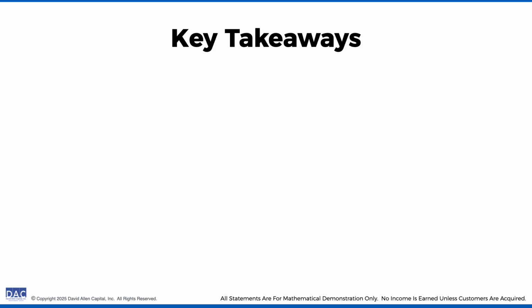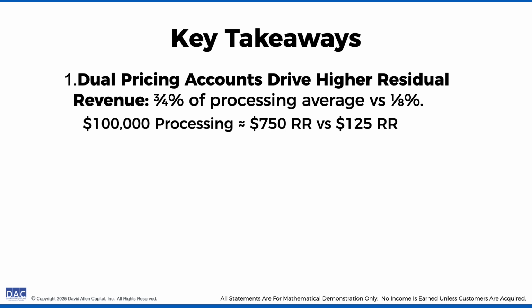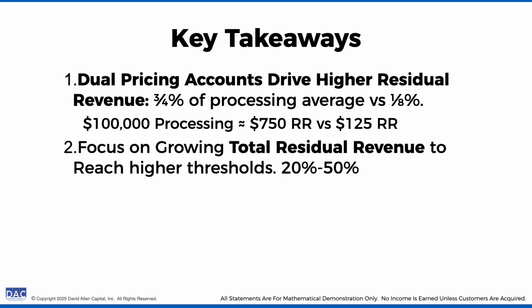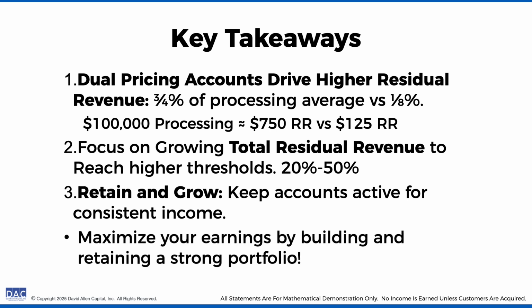Pretty darn good. So your key takeaways are dual pricing accounts will drive much higher residual revenue, which will give you much higher income. $100,000 processing as an example would be $750 residual revenue dual pricing, $125 only regular processing. Customers better off, you're better off. That's why we lead with dual pricing. You want to focus on growing your total residual revenue amongst all your clients so you can get to that 50% rank. And then as you retain and grow clients, keeping them active, it'll give you consistent income. Of course, you maximize your earnings by building and retaining a strong portfolio.